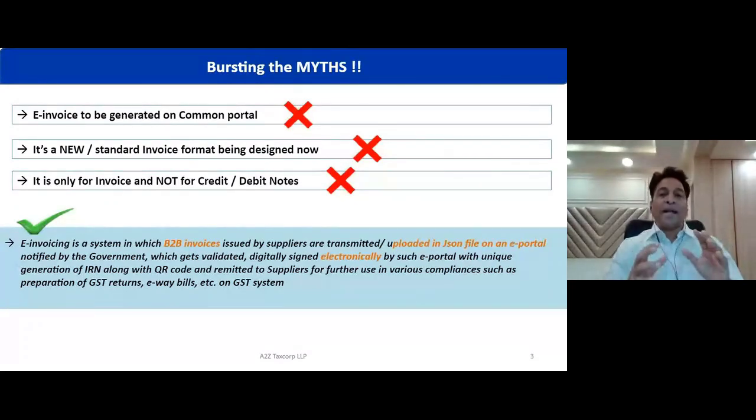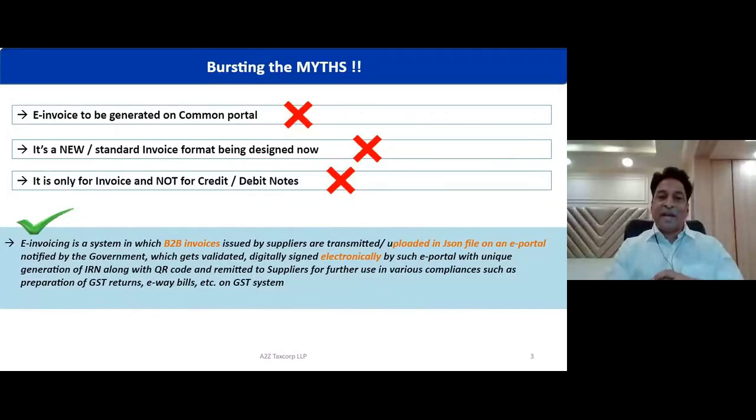This is the need. Once this invoice, which is coming as per the schema, having standard particulars, is converted into a JSON file, this JSON file of the invoice is going to be uploaded on a dedicated Invoice Registration Portal, which is being created by the government. That would be www.einvoice1.gst.gov.in. And once you upload these particulars on this dedicated IRP, this IRP is going to validate your data.